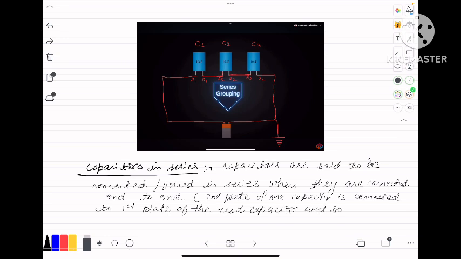पहले कैपेसिटर की दूसरी प्लेट B1 कनेक्टेड है दूसरे कैपेसिटर की पहली प्लेट A2 के साथ, और दूसरे कैपेसिटर की दूसरी प्लेट B2 कनेक्टेड है नेक्स्ट कैपेसिटर C3 की पहली प्लेट A3 के साथ. Okay, so this type of grouping of capacitors is known as capacitors connected in series. So now let's calculate the effective capacitance of this grouping.